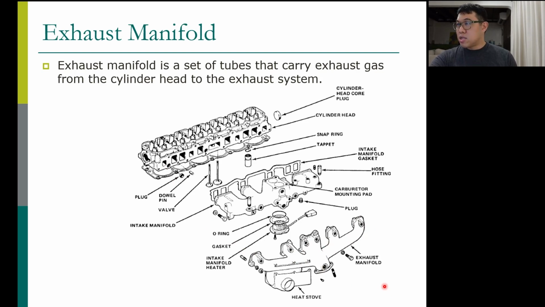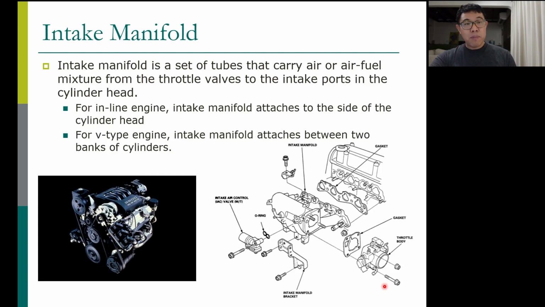Okay, so that's the exhaust manifold. The intake manifold is on the other side. Similar to the exhaust manifold, the intake manifold is a set of tubes that carry air, or air and fuel, from the throttle valve to the intake port of the cylinder head. Those are the intake ports in the cylinder head.